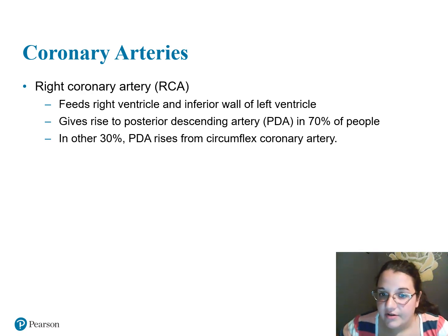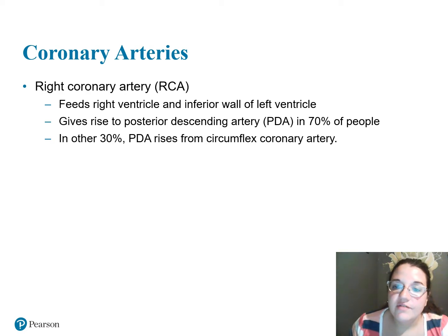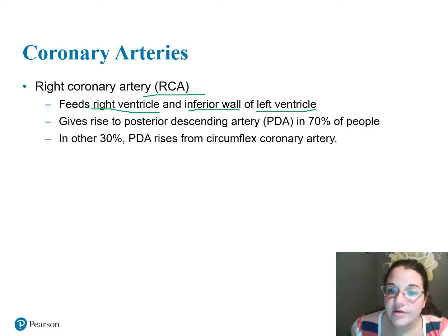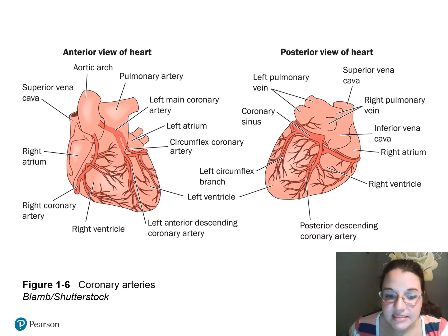Your right coronary artery, RCA, feeds the right ventricle and the inferior wall of the left ventricle. This is very important to know. So your right coronary artery feeds the right ventricle and the inferior wall of the left ventricle. It gives rise to the posterior descending artery in 70% of people. And in the other 30%, the posterior descending artery arises from the circumflex coronary artery. So this is where not everybody's heart is exactly the same.